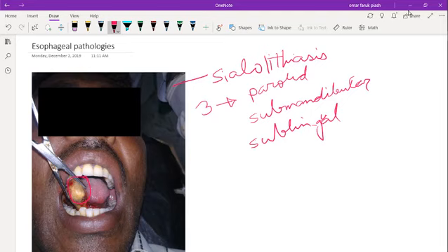Assalamu alaikum. Before jumping into esophageal pathologies, first I would like to talk about two diseases regarding the salivary gland.